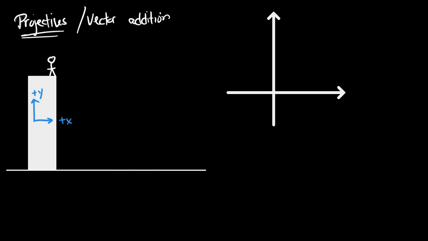And I have other decisions I can make, like I can make the ground 0 if I want, or I can make the top of the building 0 if I want. Choosing an origin is also necessary, and you should choose an origin. Where are we going to make our measurements relative from?